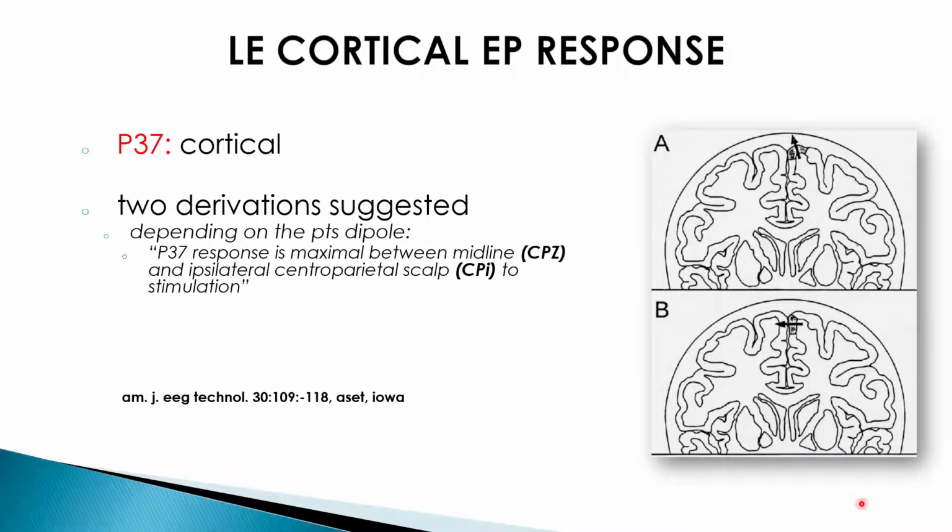With respect to recording lower extremity SSEPs, you should do 2 cortical derivations, one at midline or at CPz, and one recording at the side ipsilateral to stimulation, or CPi. Because depending on the patient's dipole, that P37 response is maximal between the midline and ipsilateral central parietal scalp to stimulation.